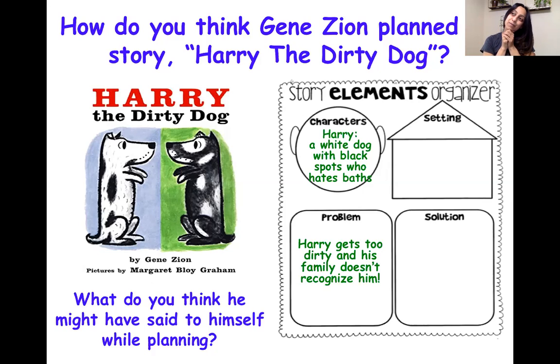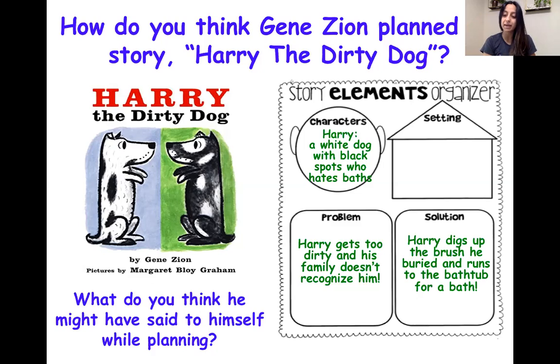Well, maybe he finds the brush that he buried and he takes it up into the bathtub so that his family knows that he wants to take a bath. That's a good idea. So under solution, maybe I can say, Harry digs up the brush that he buried and runs to the bathtub for a bath. I think that's a great idea.